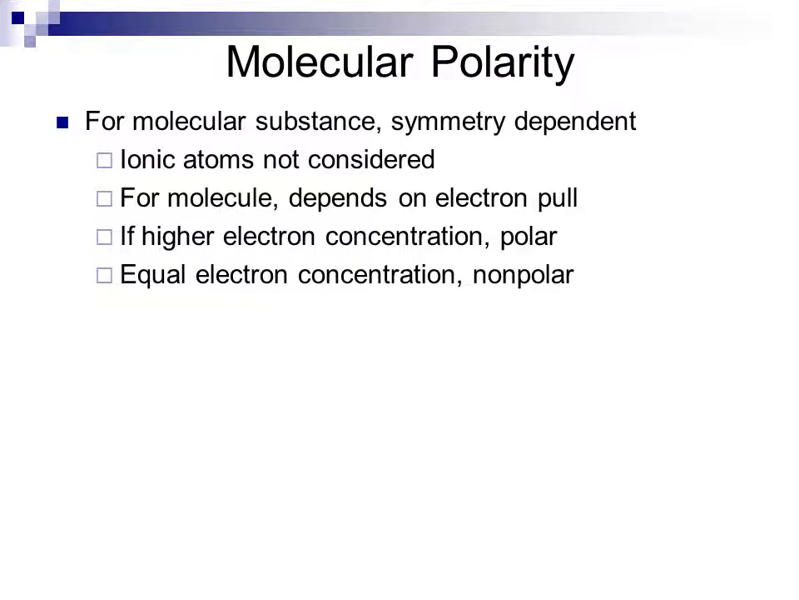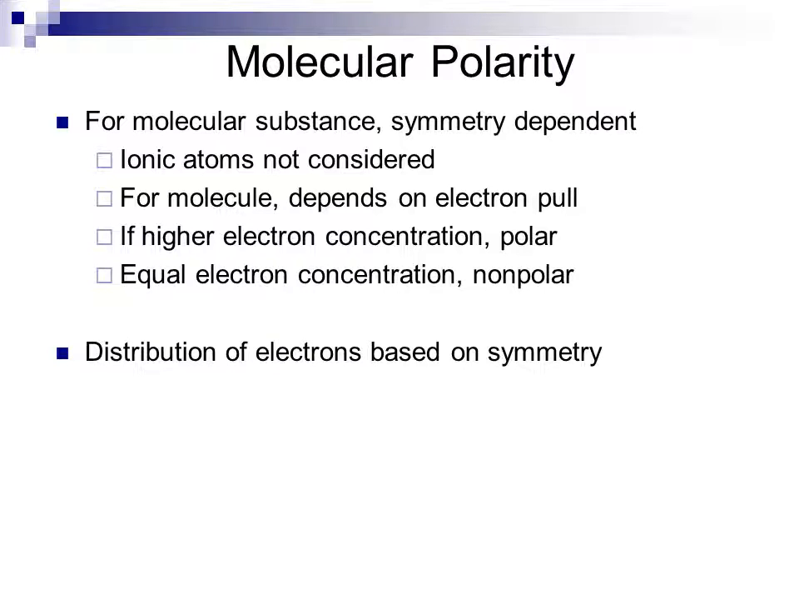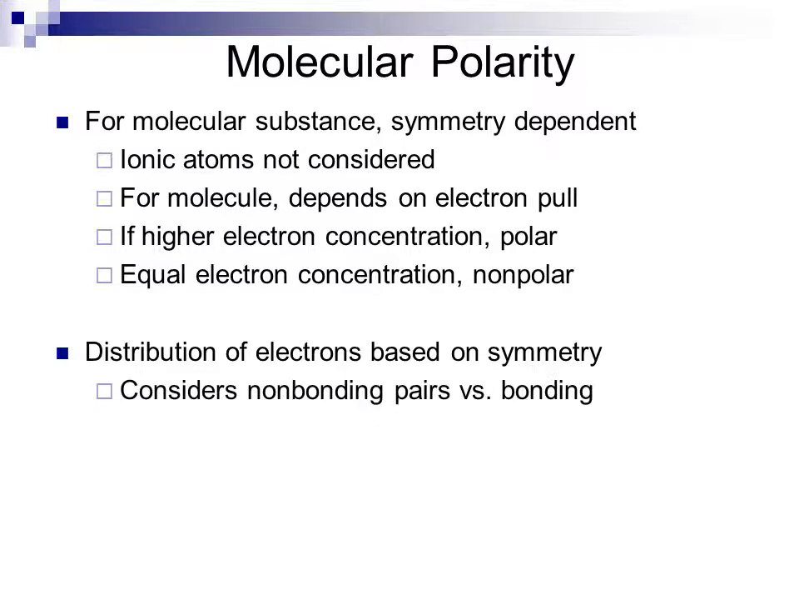Equal electron concentrations will produce a nonpolar molecule. The distribution of electrons in a molecule winds up being based upon the molecule symmetry in terms of the lone pairs on the central atom, as well as the nature of the bonds that are connected to that central atom.